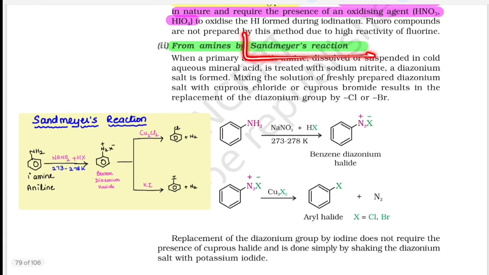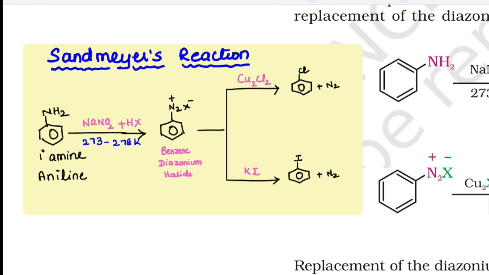Next is Sandmeyer's reaction. This is very important, and many times this question is asked in the NEET examination. Here you have to take an aromatic primary amine. The aromatic primary amine is aniline. Aniline has an NH2 group, and if it is directly attached to the benzene ring, it is called aniline.